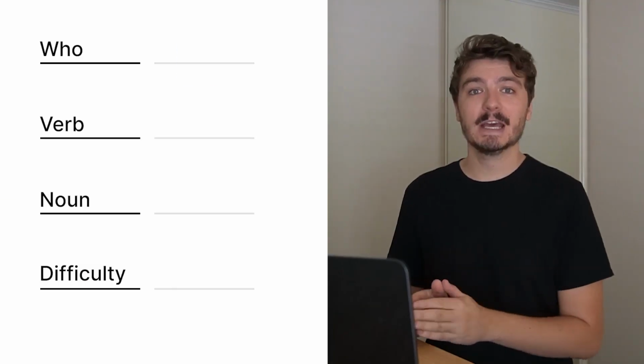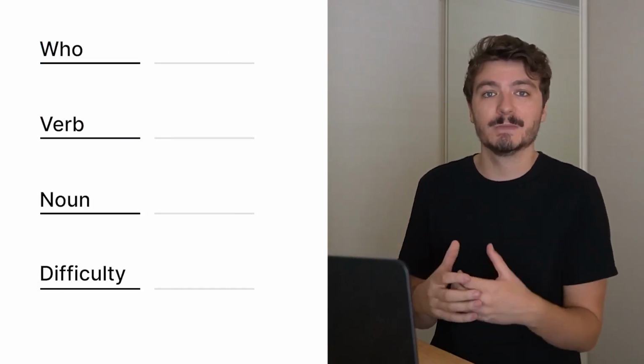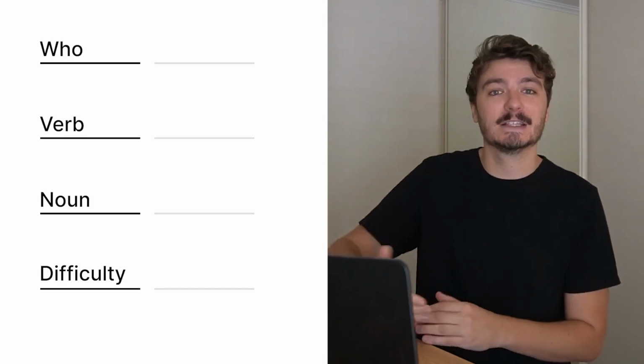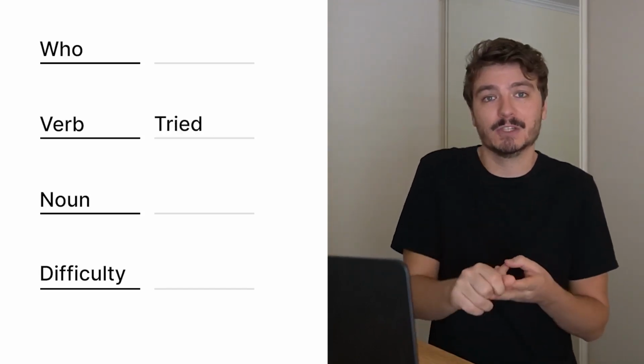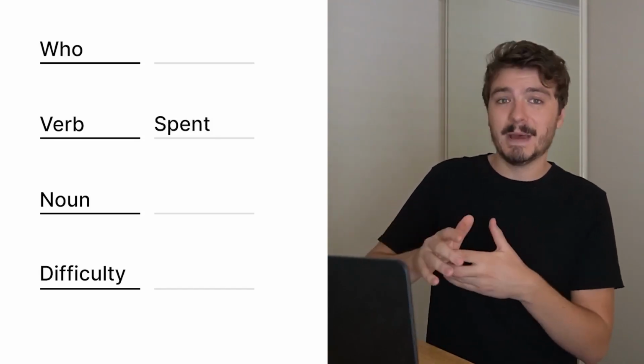The next part here is verb. What is happening in the video? What is the verb? So verb just means doing word. What is the doing word? What is the action that's happening in this video? It could be prank, it could be tried, it could be survived, it could be explored, it could be cooked, it could be spent, it could be whatever. That is just your verb. It is what are you doing in this video?